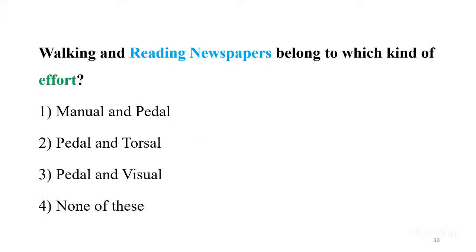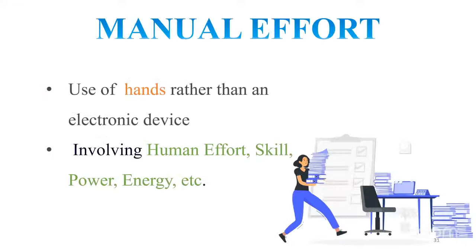Okay. Next question. Walking and reading newspaper belong to which kind of effort? First, manual and pedal. Second, pedal and tossal. Third, pedal and visual. Fourth, none of this. Let's understand these efforts that are all mentioned in the options. So the first one is manual effort. Use of hand rather than an electronic device is our manual effort.